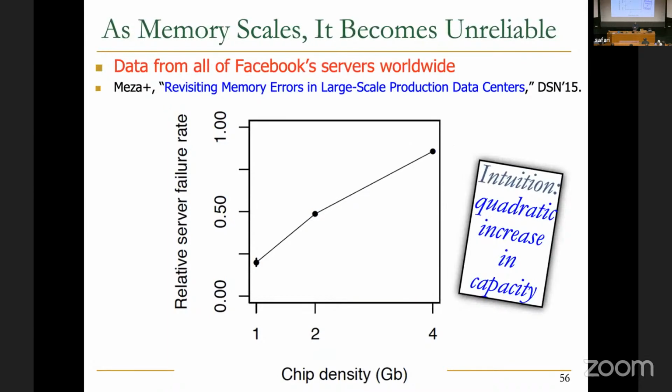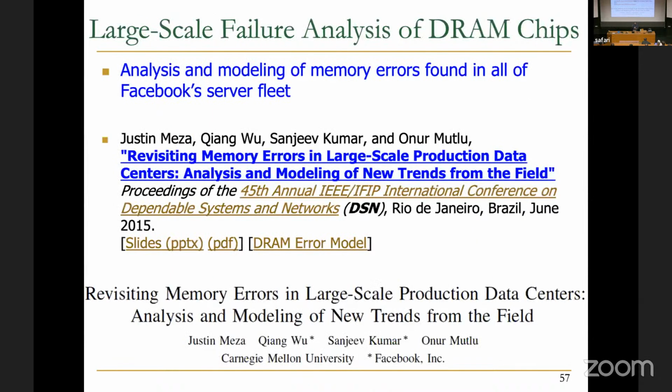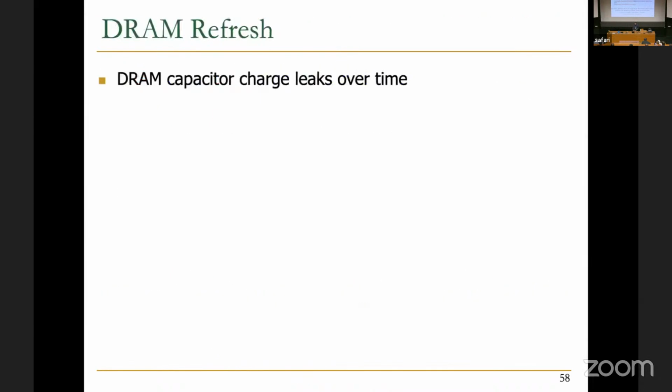This is some data that shows that as you increase density, you have more failures in your server systems that Onur covered yesterday. You can find more details in this paper. And with this quick recap, I'll continue with DRAM refresh.